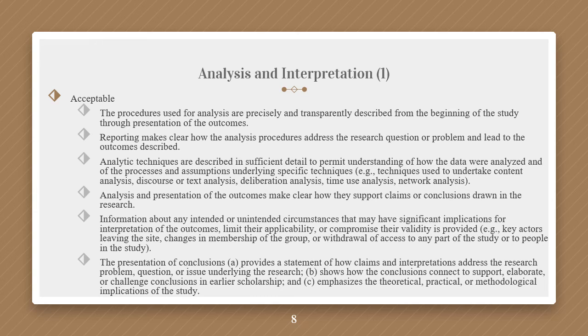You'll provide any information about intended or unintended circumstances that might have implications for the interpretations of your outcomes or limit their applicability or compromise their validity. So if key participants have left the site, or there were changes in memberships or groups, or if there was withdrawal from the study, you will provide clarity and honesty in what happened so that if there is anything that could affect the interpretation of your study, people are able to take that into account.